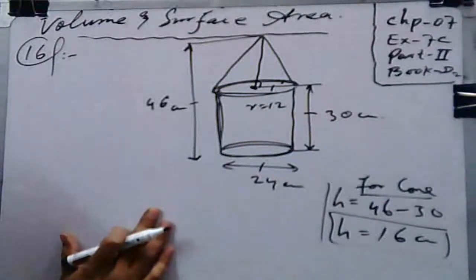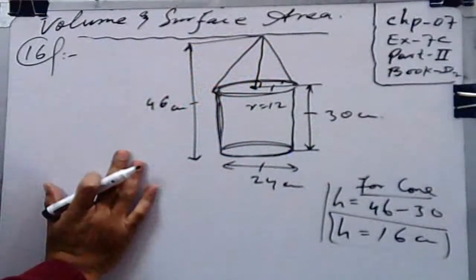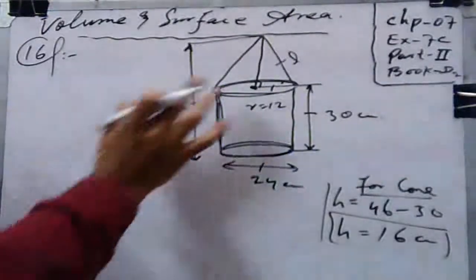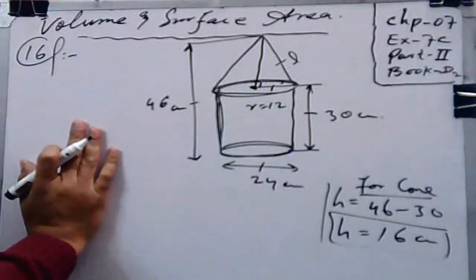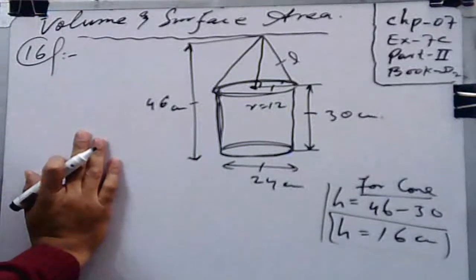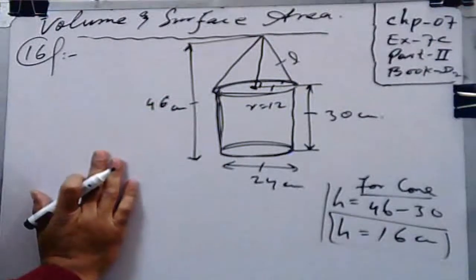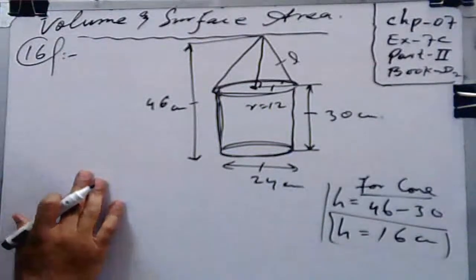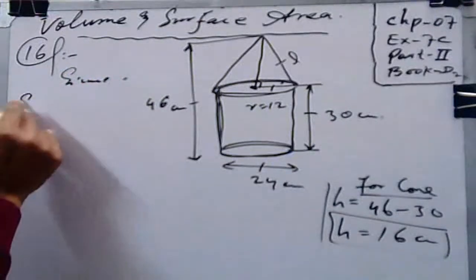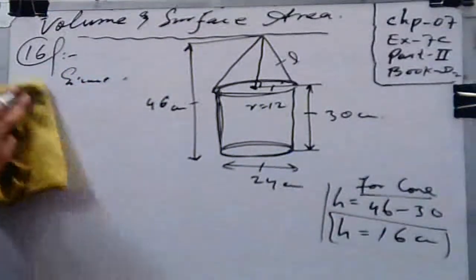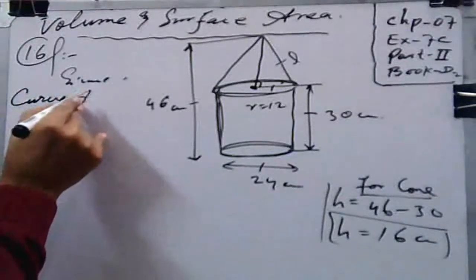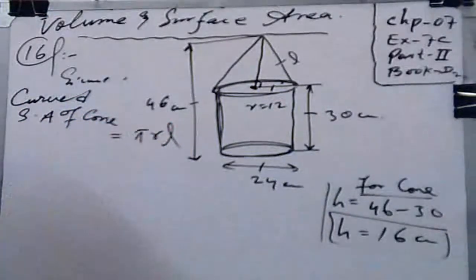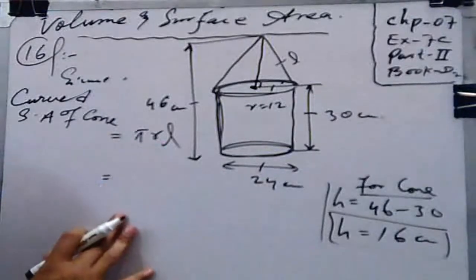Because in formula we have curved surface area of cone, pi r L, but we don't have L. Curved surface area of cone is equal to pi r L. The value of pi we don't want to put, and the value of r is 12, and the value of L is 20. So after simplification you will get 240 pi.